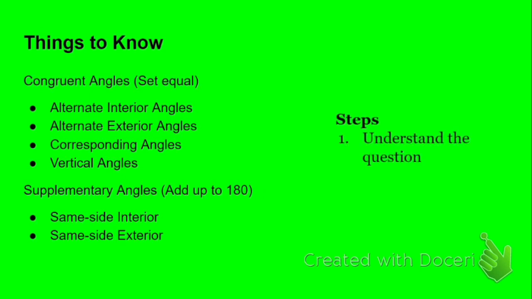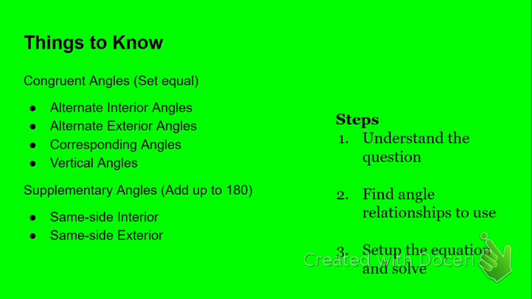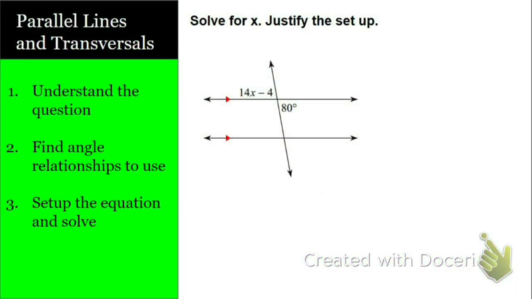The next thing is the steps that we're going to take. Step one is that we have to understand the question. If we can understand what it's asking for, we'll know how to set it up. Step two is that we're going to find the angle relationships that we can use to help us set this problem up. And step three is that we're going to set up the equation and solve. So now let's look at example 1.